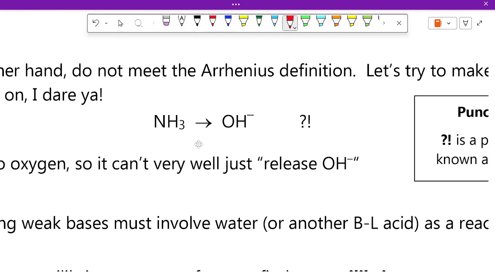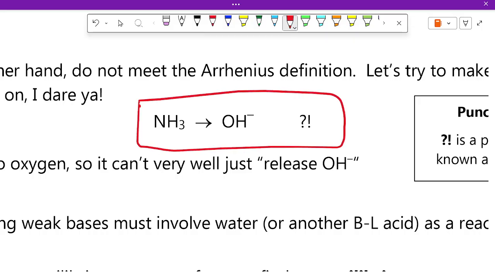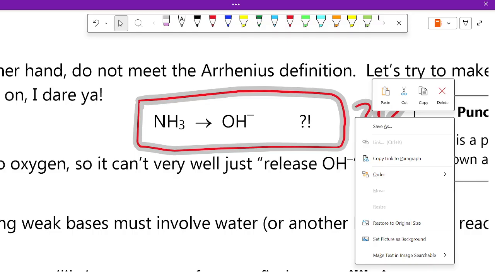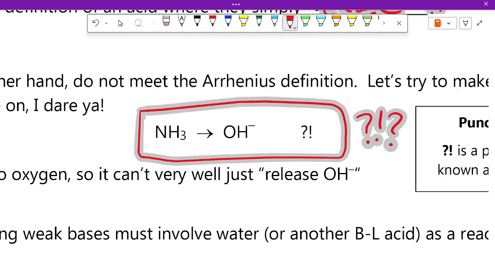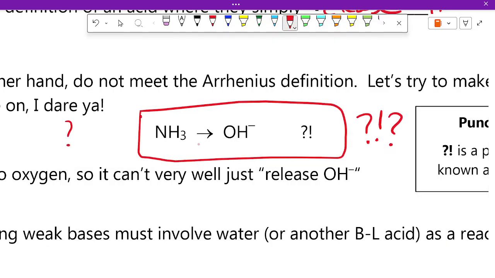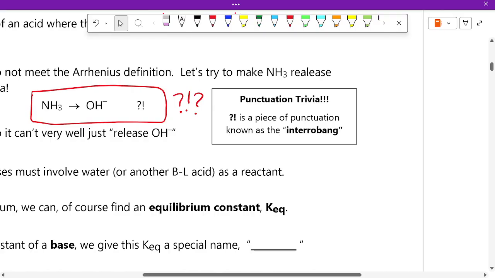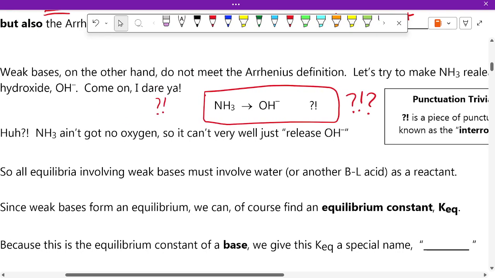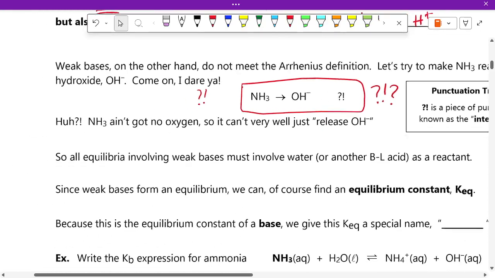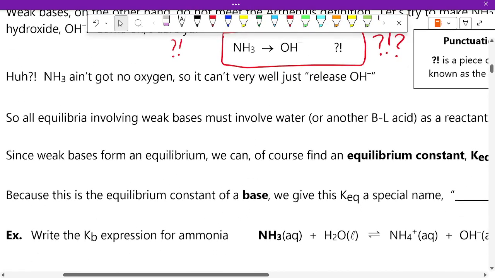Like what? Huh? Interrobang. Do you guys remember that punctuation mark? The interrobang? No. Ooh, look, punctuation trivia. The question mark exclamation point is known as an interrobang. There you go. Apparently I got excited while I was writing the book as well as right now. I don't know. I'm a grammar geek.